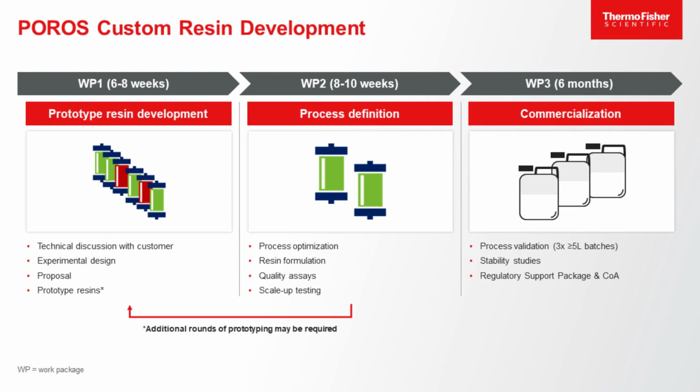And as a final step, we will move into work package 3, which is the commercialization, which is again making these products, let's say, suitable for GMP processes. Again, taking a similar approach as with our Capture Select resin development by minimally using 3 by 5 liter batches. Of course, it can be higher. As well, at that point, initiating stability studies. And finally, similar to what we do for the Capture Select custom design program, is developing regulatory support packages and COVs. So a very, let's say, bespoke and comprehensive custom resin development program.